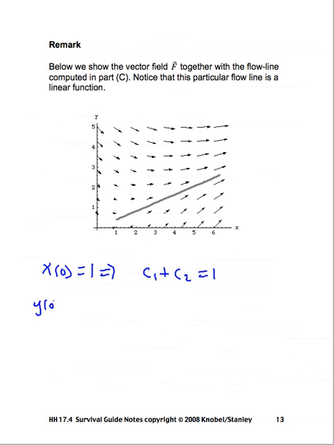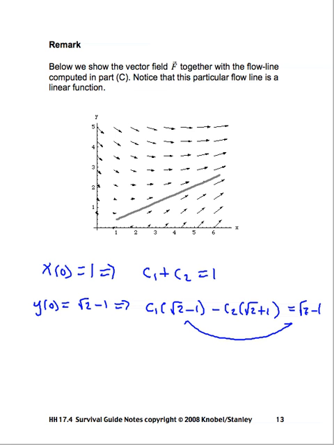Y of 0 equals the square root of 2 minus 1. So that's going to imply that c1 times the square root of 2 minus 1 minus c2 times the square root of 2 plus 1 is equal to the square root of 2 minus 1. And if you look real hard here, these are the same expressions. So this suggests that you should put c1 equal to 1 and c2 equal to 0. And you can check that that solves the system of equations.